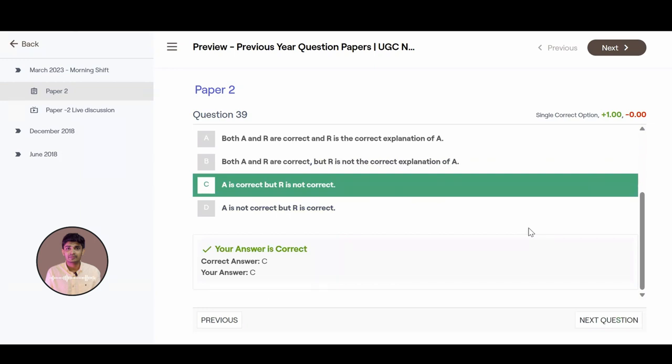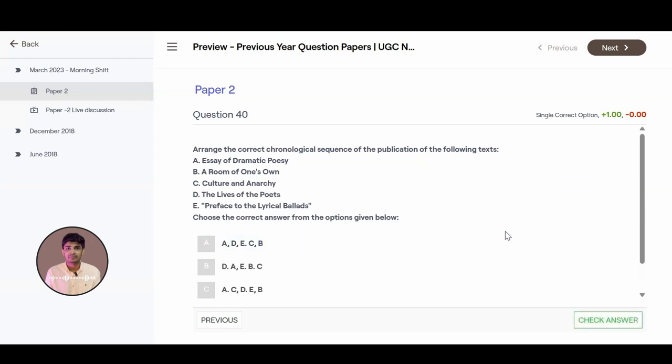So R, C is the answer. A is correct, R is not correct. Next question. The previous question. No, C is the answer. A is correct, R is not correct. It is not just about high art. It is about the vanishing differences between high art and low art.